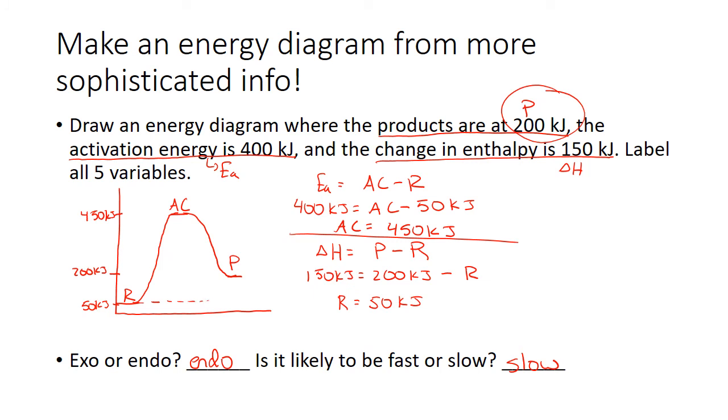We do need to label all 5 of our variables. That's a requirement. Okay, we're going to show our activation energy, and we can see clearly here it is 400. It's going between 450 and 50, right? And then our delta H, right? We can see that that matches with that 150. It's going between 50 up to 200. Okay, all right, so that's your intro to energy diagrams.